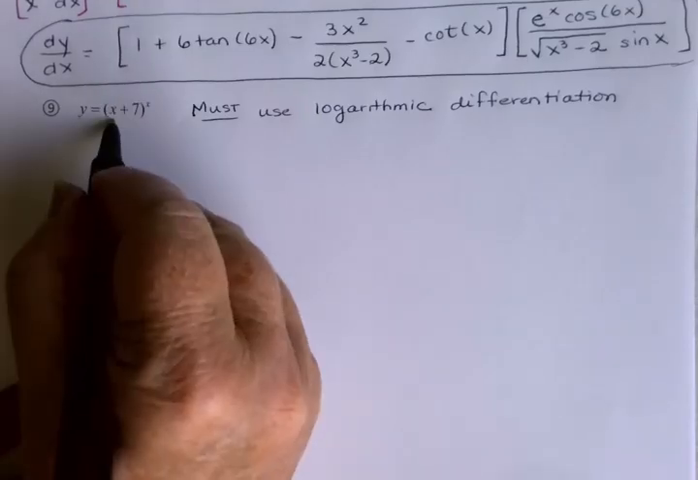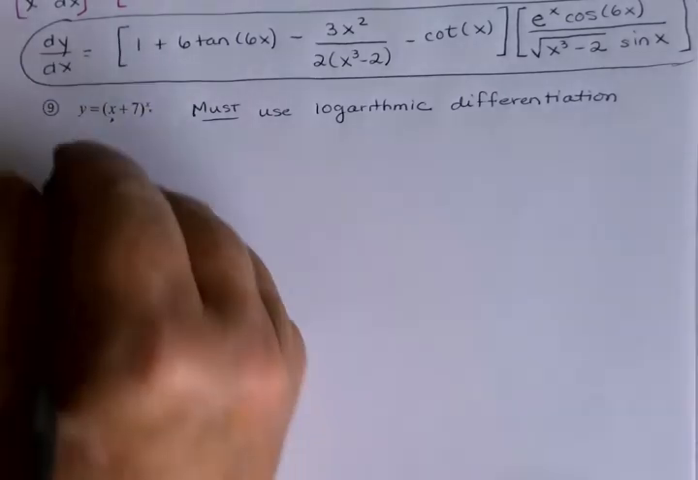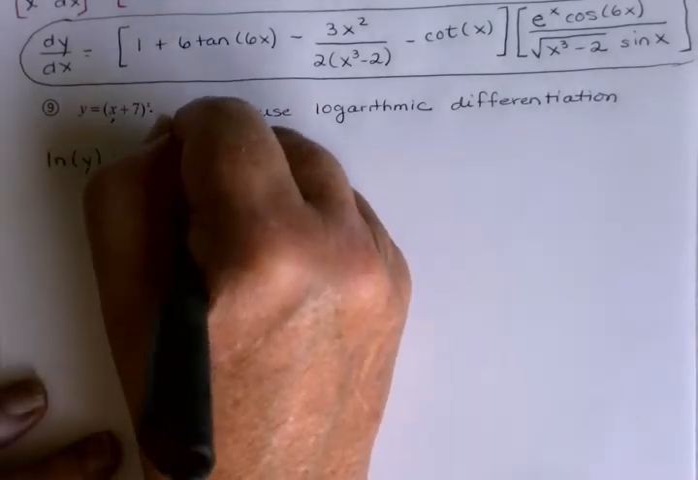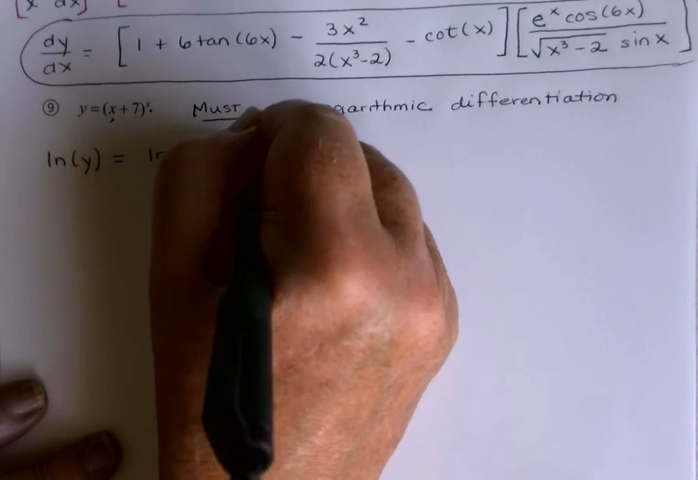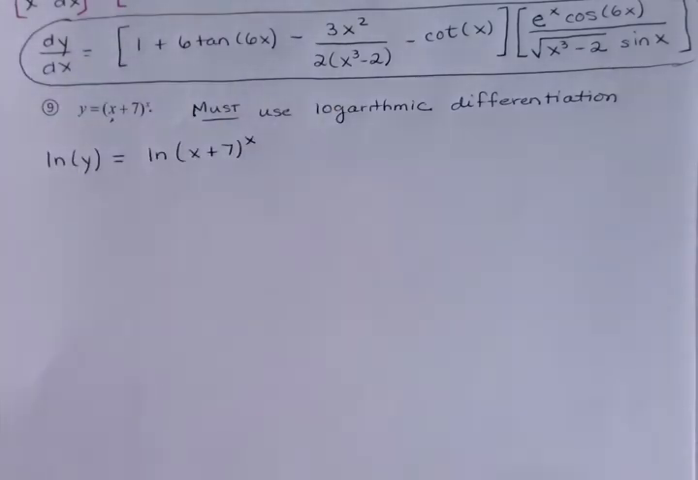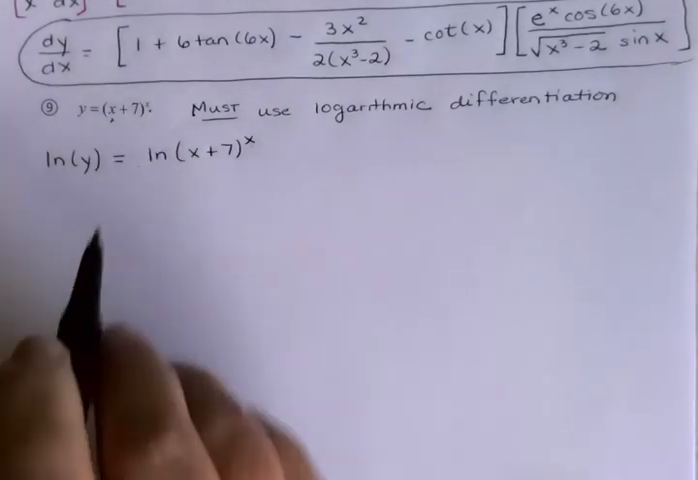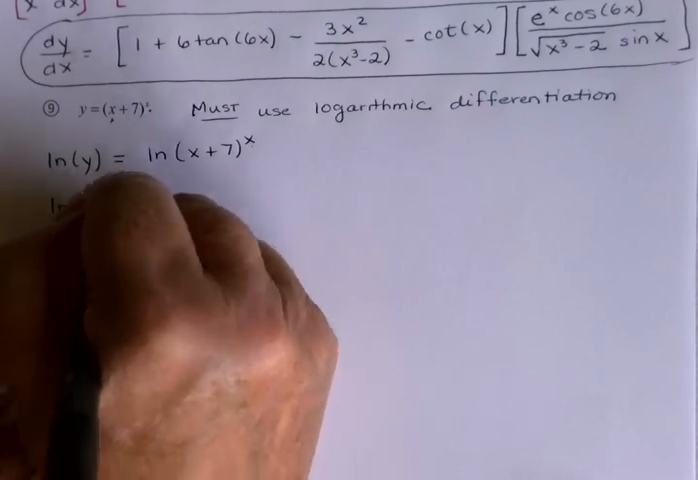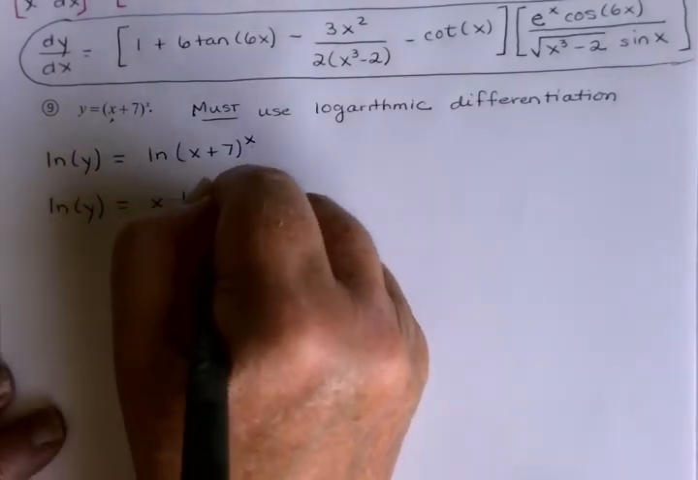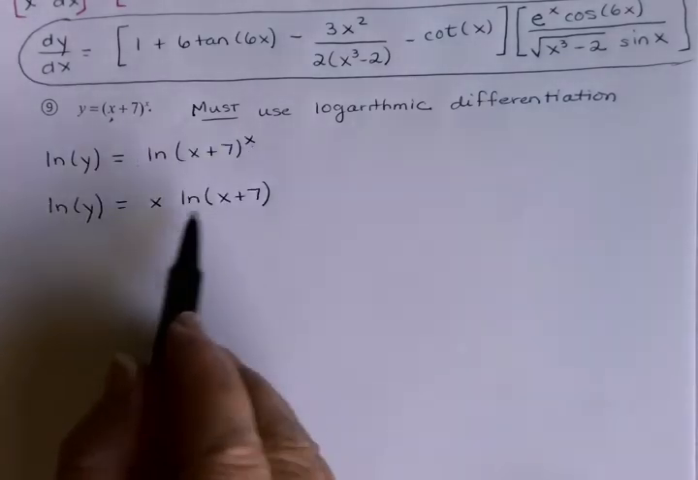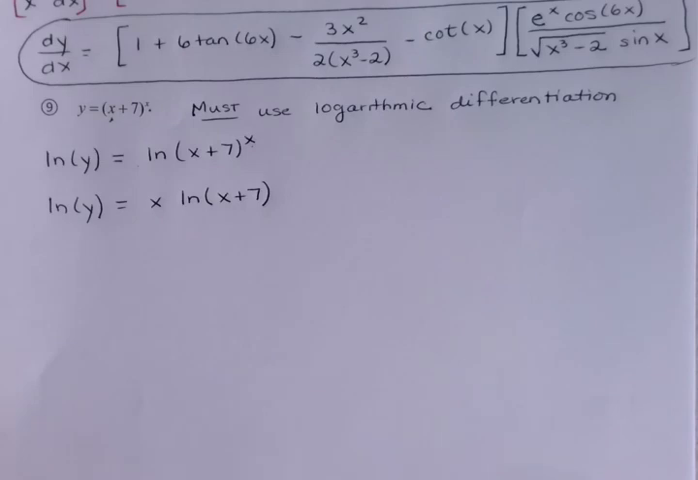And it happens when there's an x in the base as well as the exponent. So let's take the natural log on both sides. The natural log of y equals the natural log of x plus 7 to the x power. And I'm going to use my log rule that says I can take the exponent and bring it down in front. So the natural log of y equals x times the natural log of x plus 7. By doing that, of course, I've eliminated my issue. I no longer have that super exponential. Unfortunately, I did create a product, so we're going to get stuck with a product rule, but at least it's something that we know how to do.